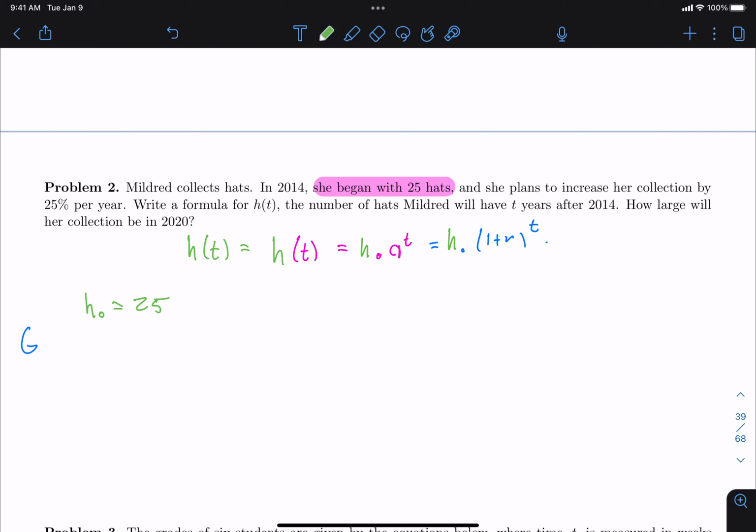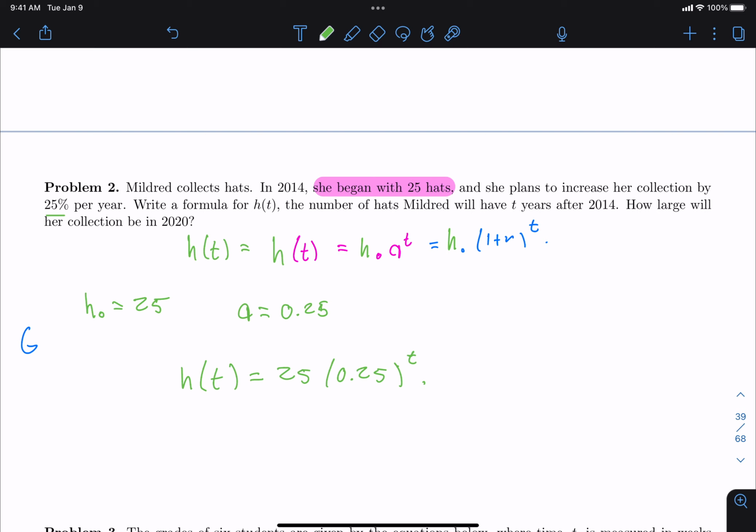So let's imagine that you were tutoring your friend, and your friend was completing this problem, and they said, well, it looks like 25% is the thing that matters here. Therefore, A is going to be 0.25, and we just fill out the equation H of T equals 25 times 0.25 to the power T. Except your friend in this class made a mistake. Can you explain to this imaginary person what their mistake was and why?